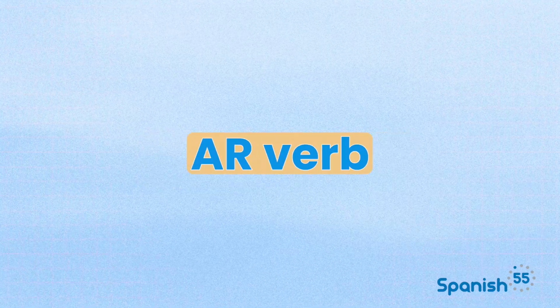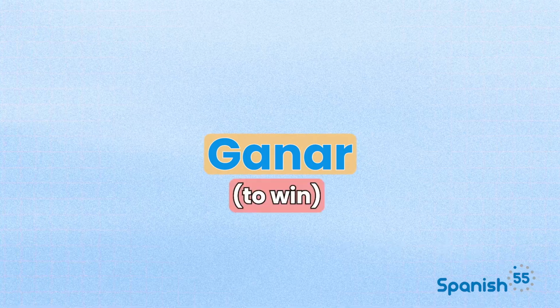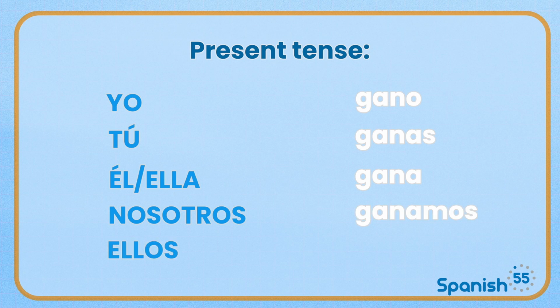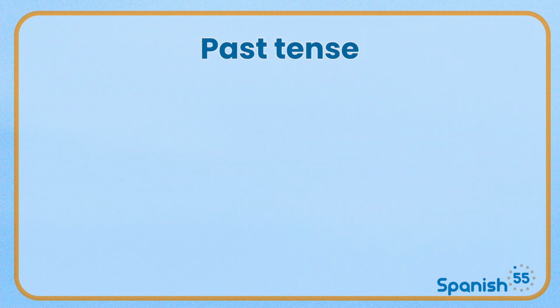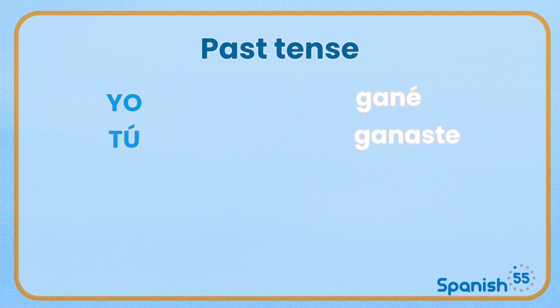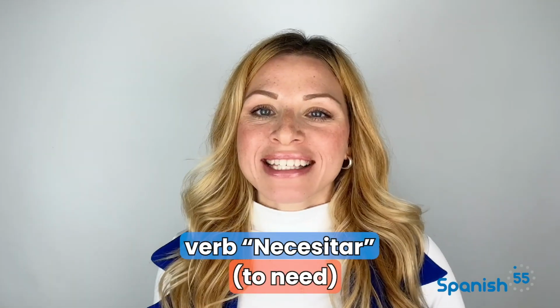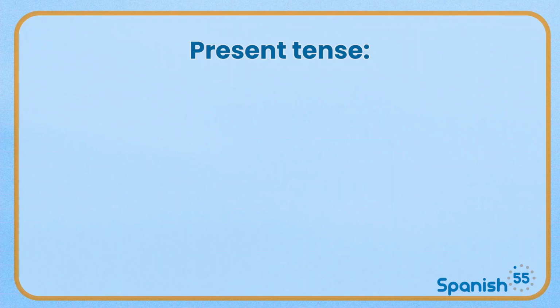Let's use the regular AR verb ganar, to win, as an example. This is the present tense conjugation. Yo gano, tú ganas, él o ella gana, nosotros ganamos, ellos ganan. Past tense conjugation. Yo gané, tú ganaste, él o ella ganó, nosotros ganamos, ellos ganaron. Now with the verb necesitar, to need, present tense.